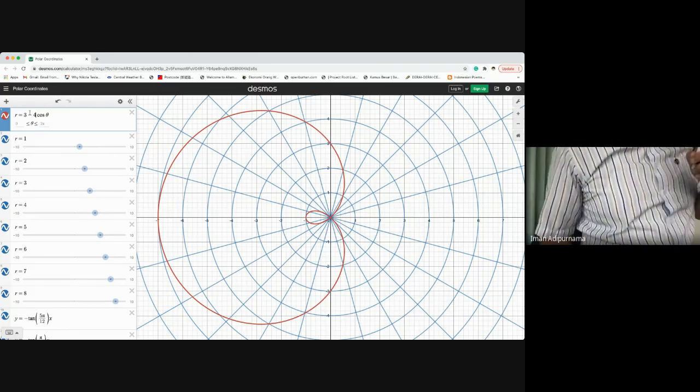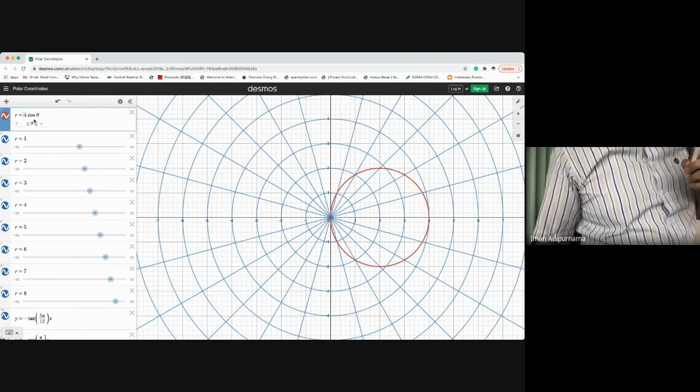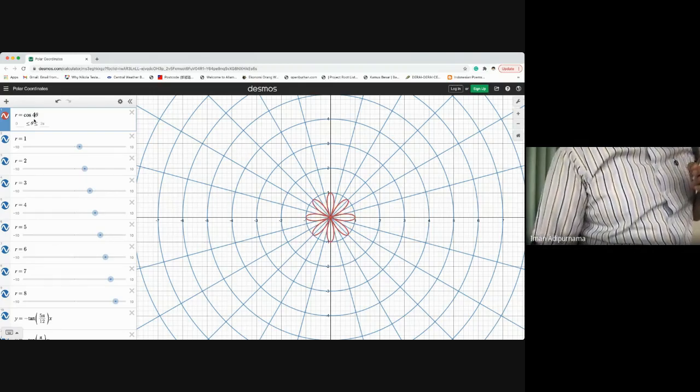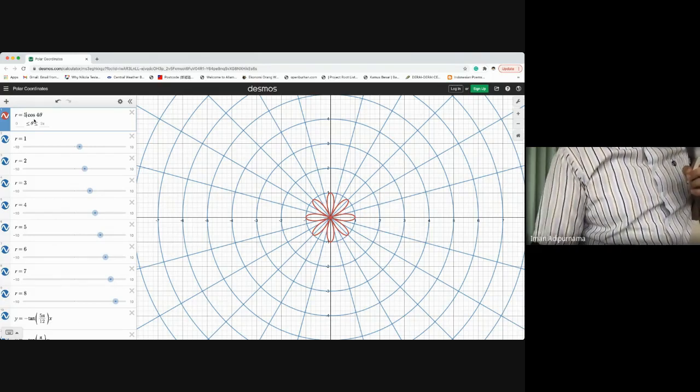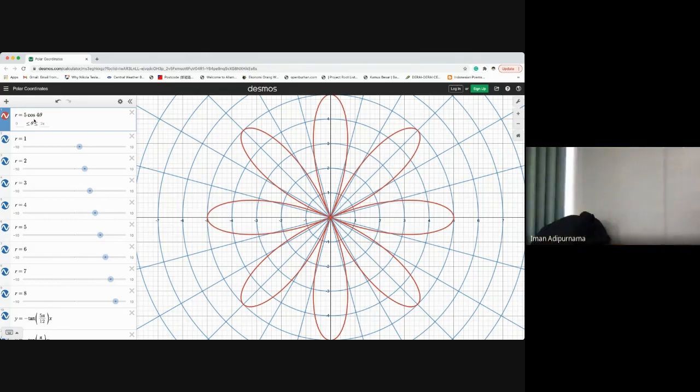Or maybe we can, this is a circle. Maybe we can have it like that. Or maybe multiply by 5 to make it bigger. So this is the rose curve. You have the 5 cosine 4 theta. 5 cosine 4 theta means 4 theta, it will have eight leaves.